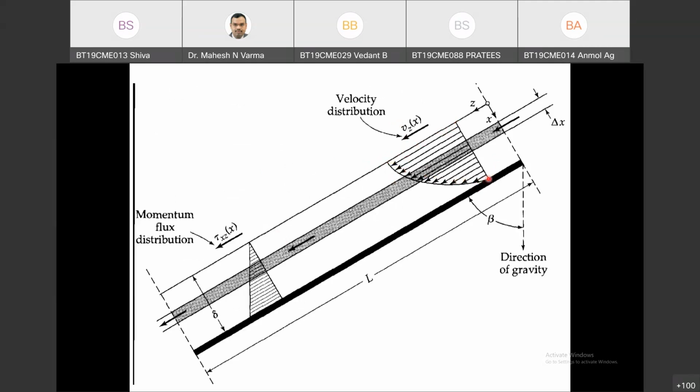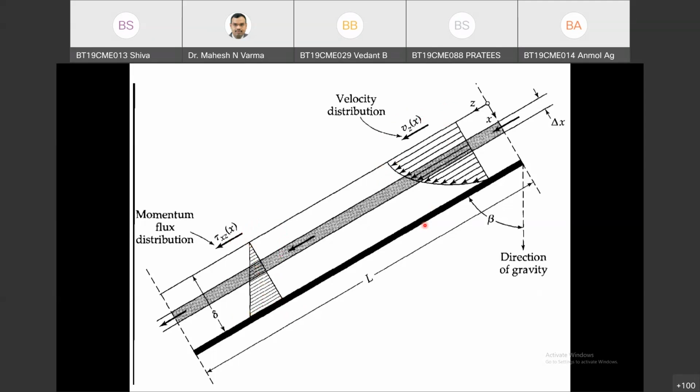This is the no slip boundary condition. This is one boundary condition we have used, and this is another boundary condition we have used. Tau xz equals 0 at the gas liquid interface, and here you will have a 0 flux condition, and maximum flux will be at the solid liquid interface. So this is the momentum flux distribution, and this is the velocity distribution for flow over a flat plate, and this is subjected to limitations.